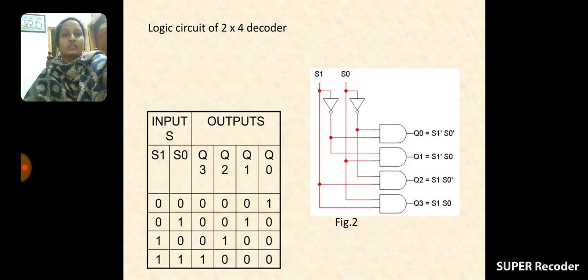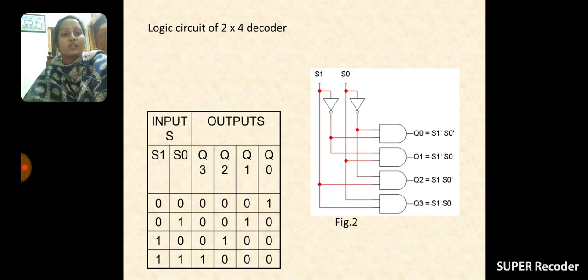Okay, this is the circuit diagram. See here, it consists of 4 AND gates and 2 NOT gates for the selection lines. If the selection lines are applied directly to the gates, that means 0, 0, without the NOT gates. If S0 is 1, then it must be complemented with the help of a NOT gate, and it is given to the AND gates. If we want 1, then it must be complemented with the help of a NOT gate.